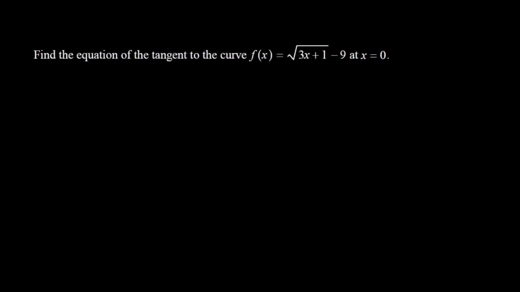In this video, we're going to find the equation of the tangent line to this curve at x equals 0, and this curve happens to be a square root function, and hopefully you see a trapped 3x plus 1 inside that square root function, so that is the telltale sign that we need to use the chain rule.